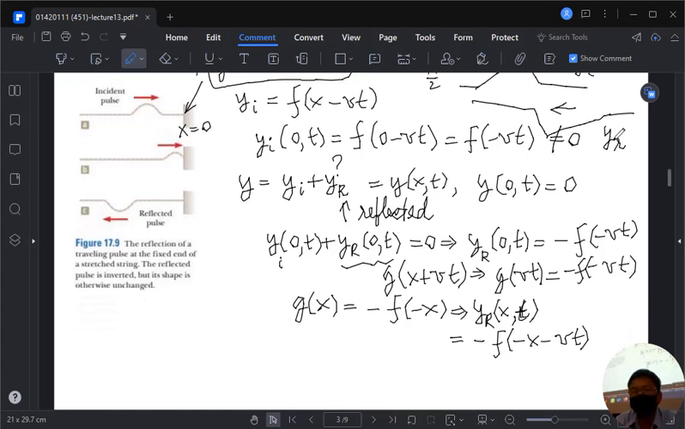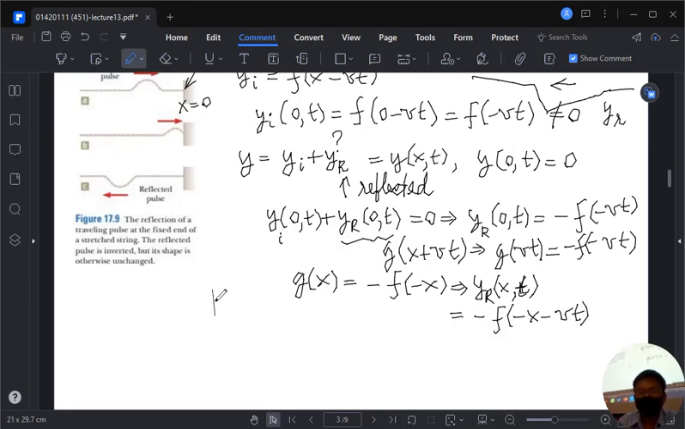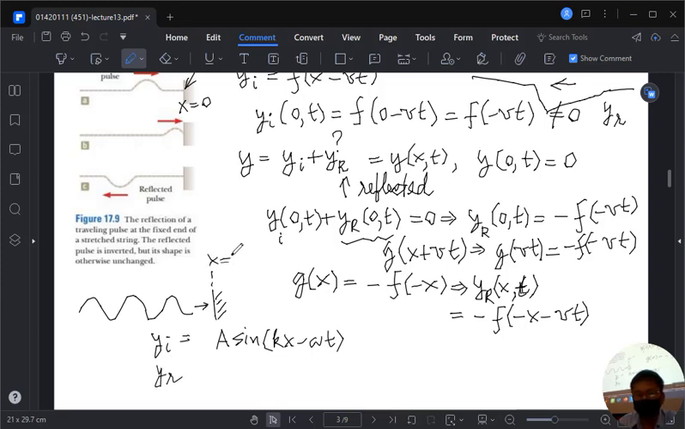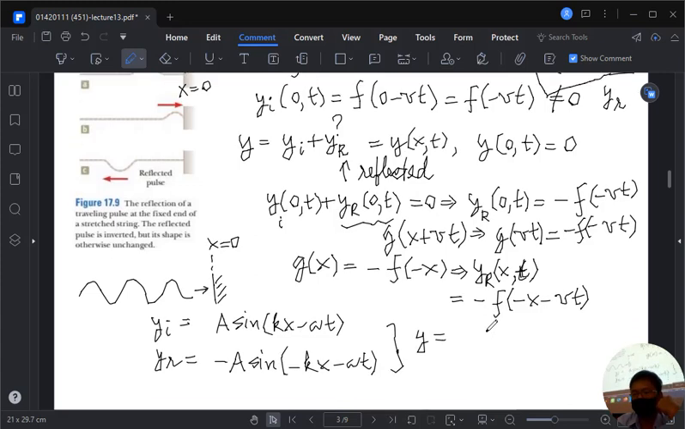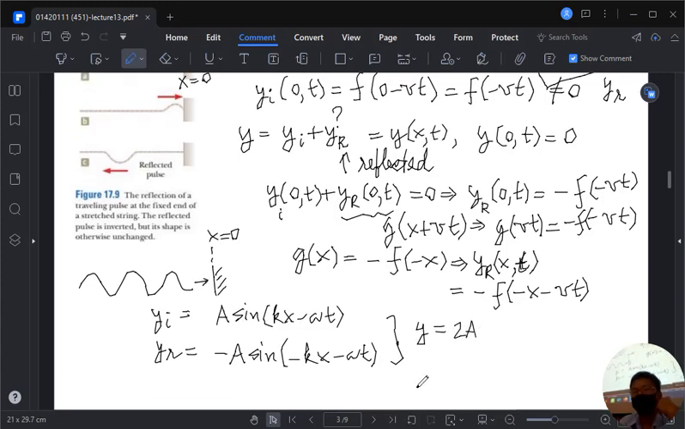One example is easy. You have a sinusoidal generator. You generate some wave here, going there. So y incident is A sine of kx minus omega t. So y reflected, this is x equals zero, I think it's easier that way. It doesn't need to be zero, but it's easier to write it like that. It's going to be minus A sine of minus kx minus omega t. If you sum them up, it's going to be sine minus sine, so it's 2A. Oh, this is a plus, sorry. 2A sine kx cosine omega t.